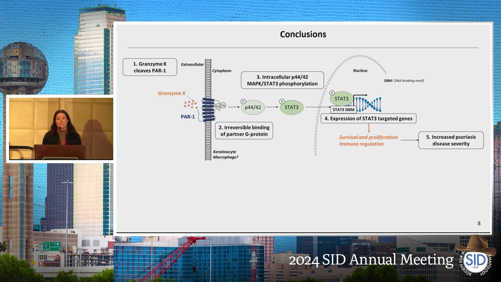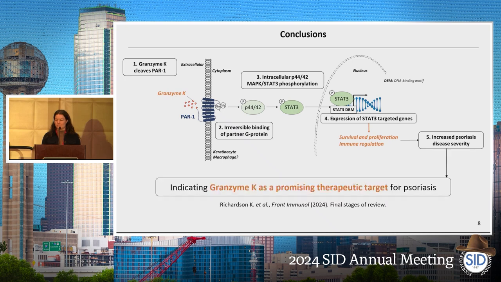And so we believe this might be a putative mechanism by which Granzyme K can increase psoriasis disease severity, as we saw in our murine model of disease. Altogether indicating Granzyme K as a promising therapeutic target for psoriasis, and we're hopeful that these continued discussions will provide new avenues for drug discovery and help to further refine our understanding of disease mechanisms.